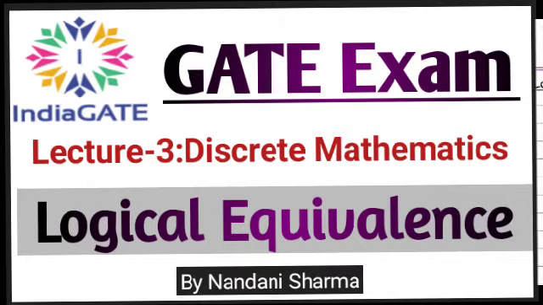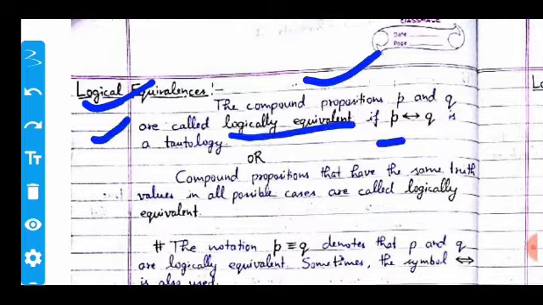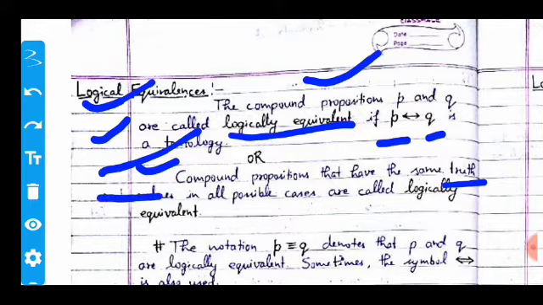In this third session of discrete mathematics, we talk about logical equivalence. So let's start. The logical equivalence. The compound propositions P and Q are called logically equivalent if P conditional Q is a tautology, or compound propositions that have the same truth value in all possible cases are called logically equivalent.